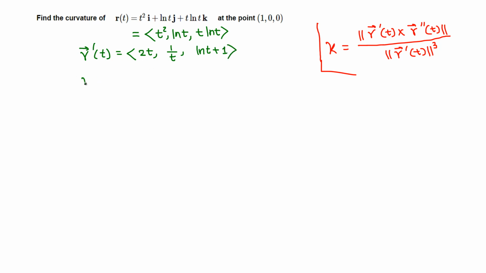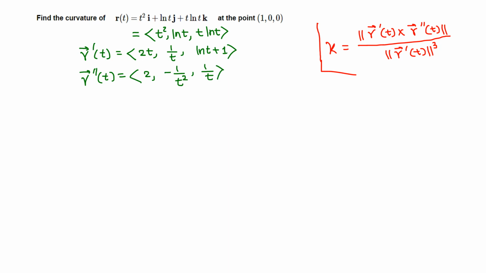And let's find the second derivative as well. The derivative of 2t is just 2. For the derivative of 1 over t, this is t raised to negative 1, so negative 1 over t squared. And here the derivative of ln t is just 1 over t.